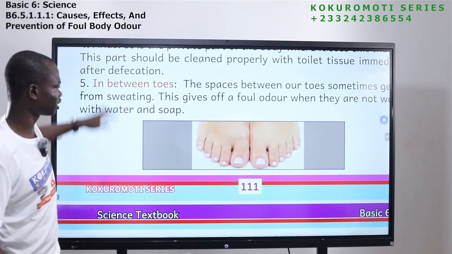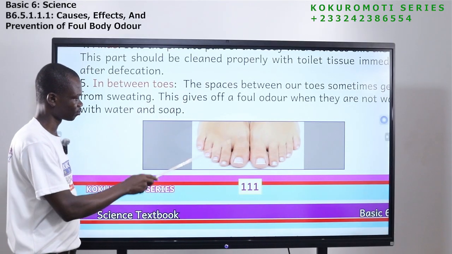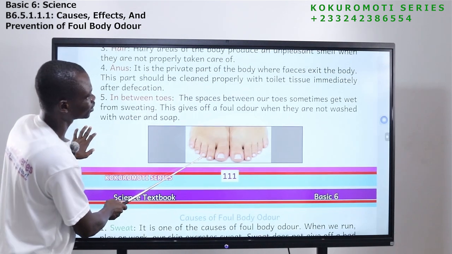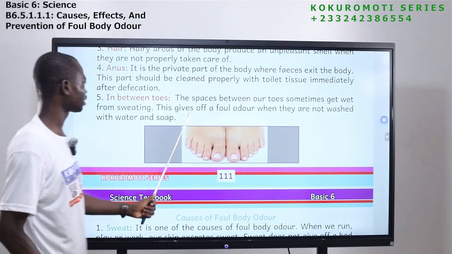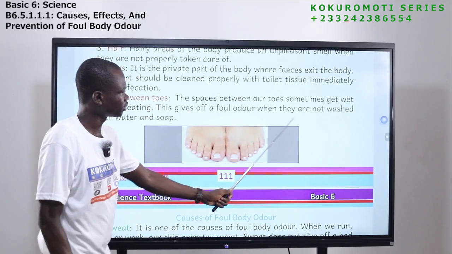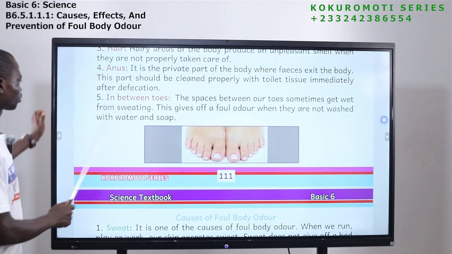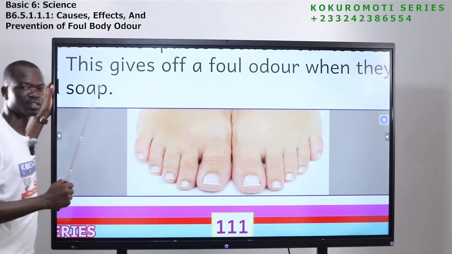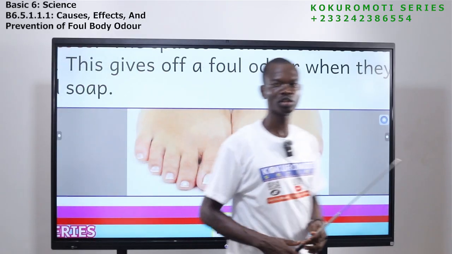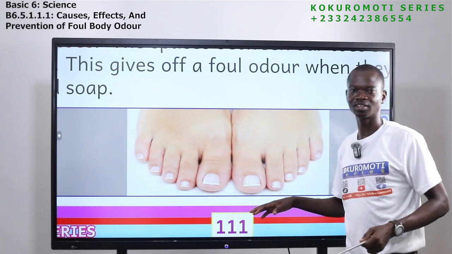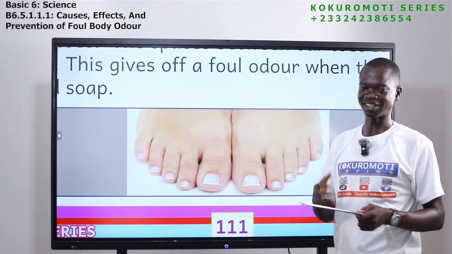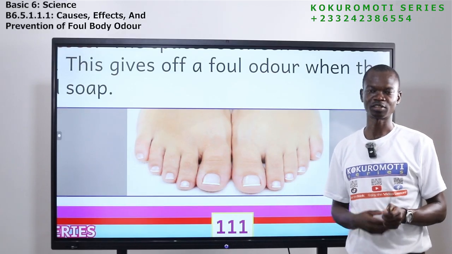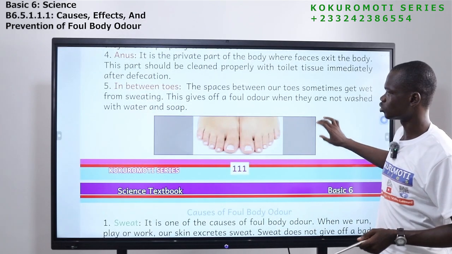Okay. In between toes. So this is in between toes here. The spaces between our toes sometimes get wet from sweating. This gives off a foul odor when they are not washed with water and soap. So this is our toes. In between the toes, sometimes it gets wet. If you don't wash it, it will produce what we call foul body odor. That is why sometimes our shoes, after school, when you remove them, you can smell a bad scent coming out from it. Okay, so in between our toes produces what?